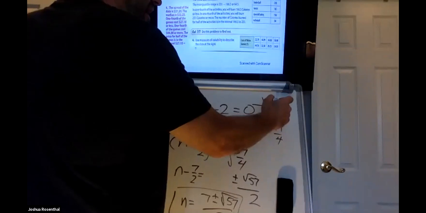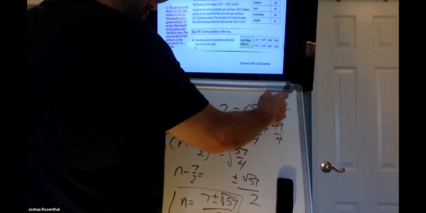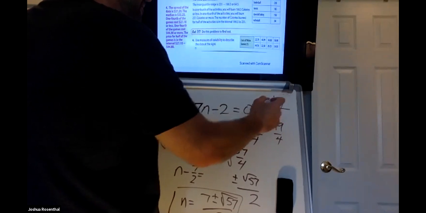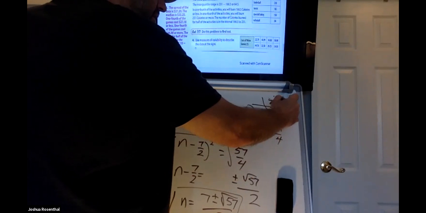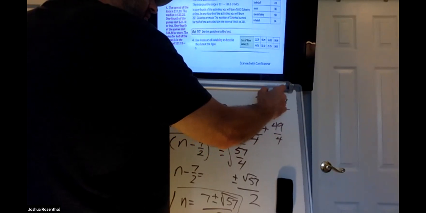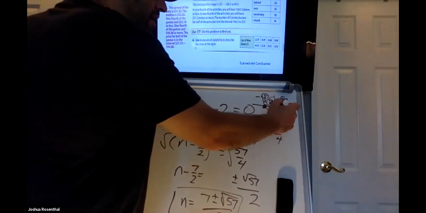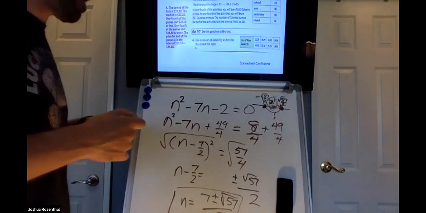So this location is 7 over 2 or 3.5. And then this distance here is root 57 over 2, positive, and this is negative root 57 over 2 from 7 over 2. That gives you this point, and that one gives you that point, graphically.